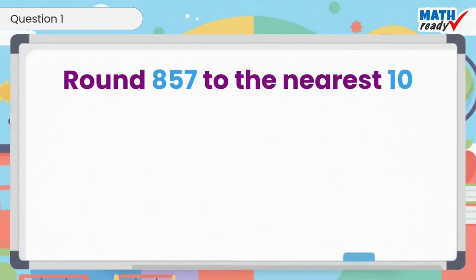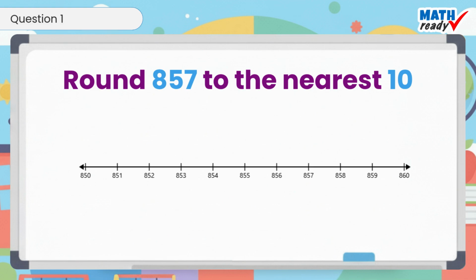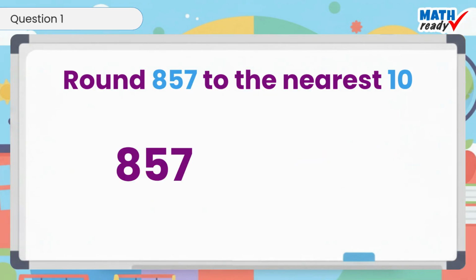Round 857 to the nearest 10. Look at the number line. We can see that 857 sits between 850 and 860. Since 57 is closer to 60, we round it up to 60. So, 857 rounded to the nearest 10 is 860.